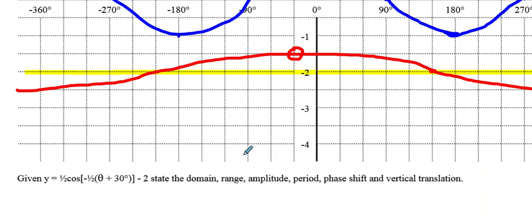Okay, so we also should look at domain and range, and actually we just did this. So domain is theta can be any real number. Range is from -2.5 to -1.5, and I'll write that down for you.